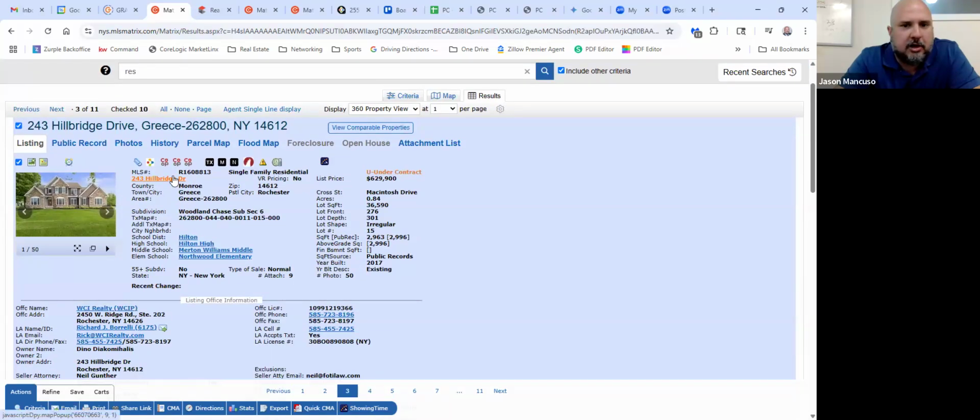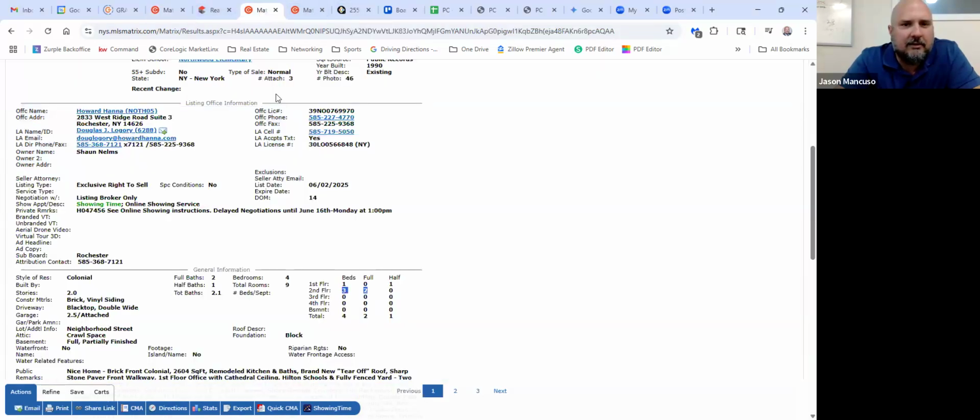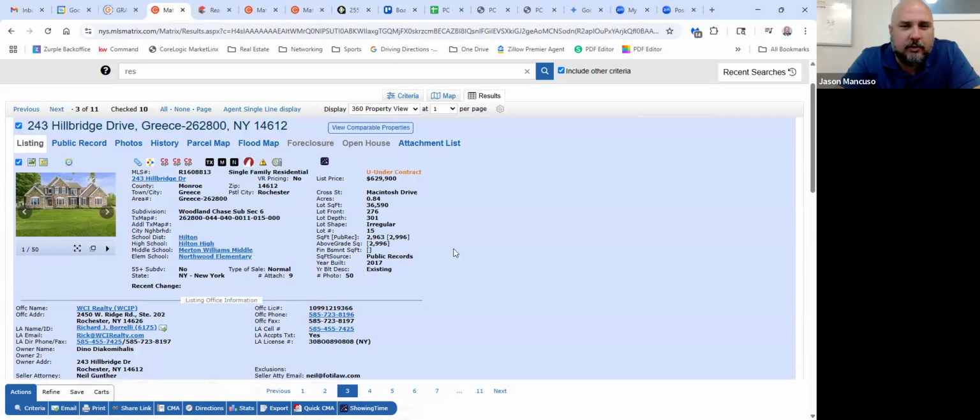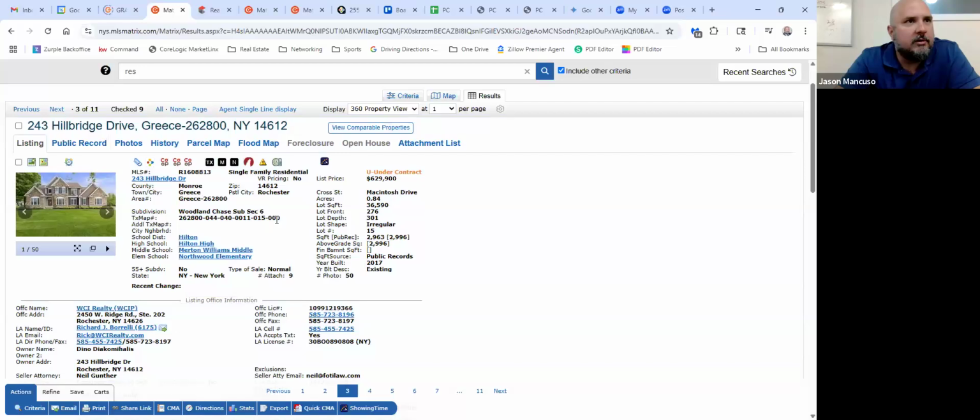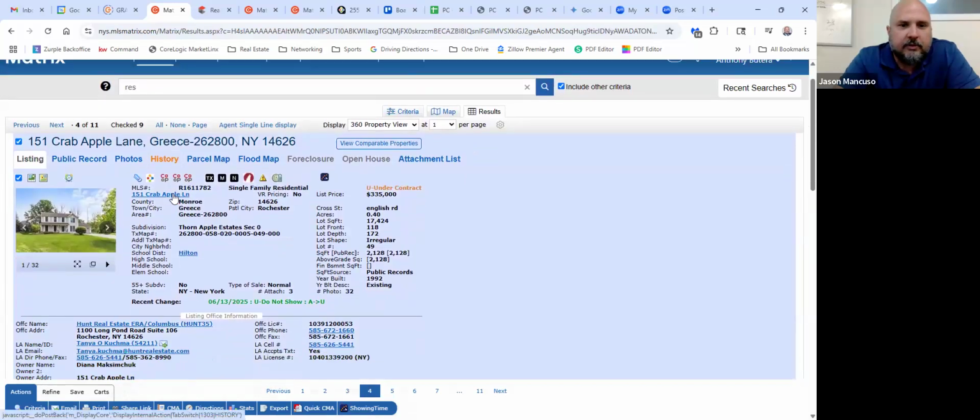This one, Hillbridge Drive, built in 2017. So right around the corner, same neighborhood, but built in 2017 compared to built in 1990, which is what this house is, and listed at 629.9. I don't really want to use that as a comparable. It may be helpful to have a conversation with a seller or buyer to say, hey, just so you're aware, a bigger, much newer home by 27 years sold for 600 something, but I can't go into this saying, hey, your house is going to sell for 600 too.